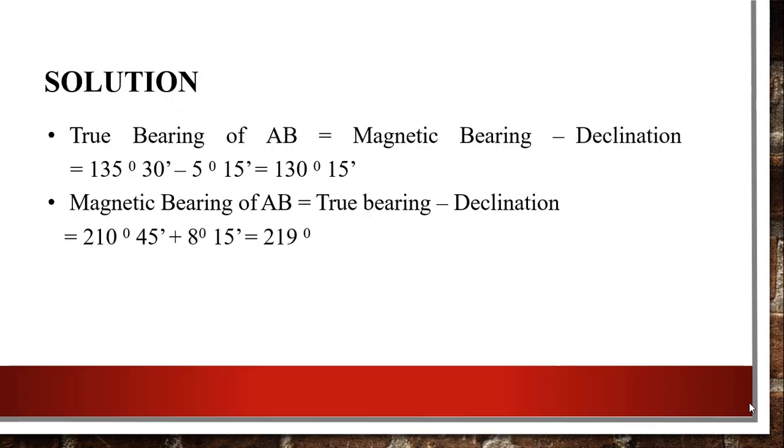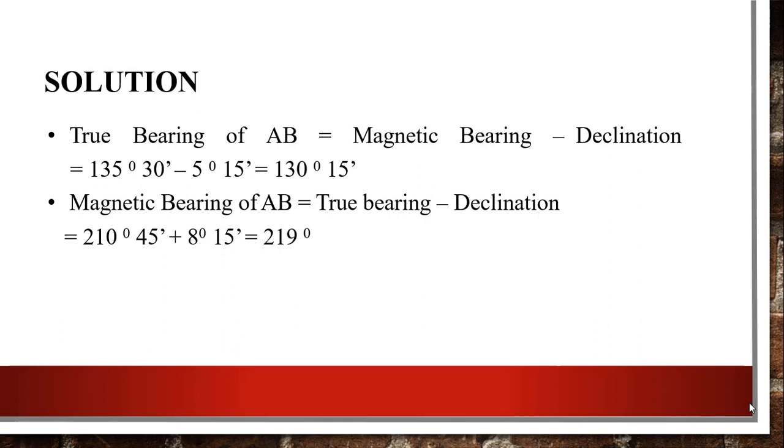For obtaining the true bearing of line AB, for the first numerical you have to apply the formula as magnetic bearing minus declination, because declination is in west, and when the declination is in west, in case of true bearing, you have to apply the negative sign. So 135 degree 30 minutes minus 5 degree 15 minutes, the true bearing of line AB is obtained as 130 degree 15 minutes.